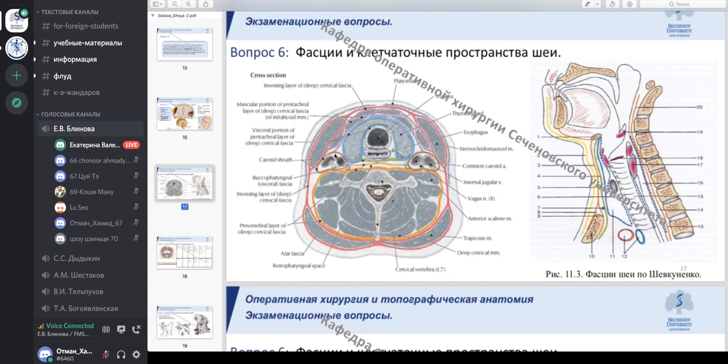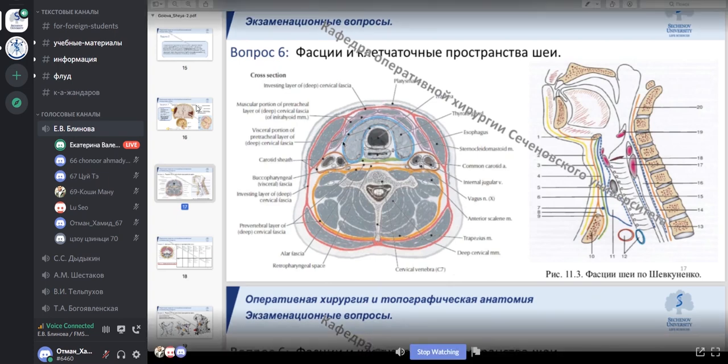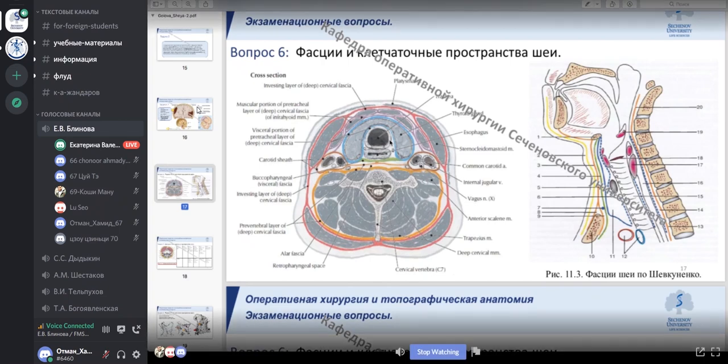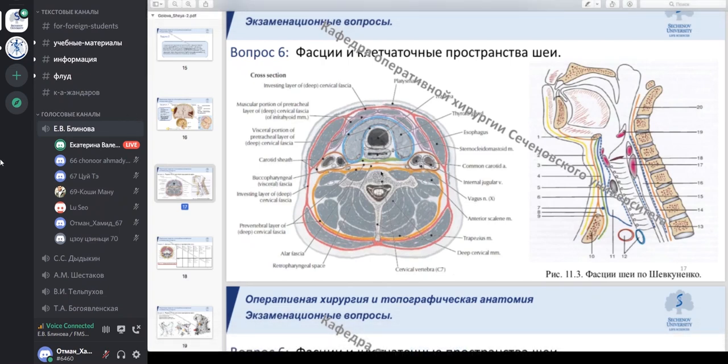The fourth fascia is called the endocervical fascia. The endocervical fascia divides into two laminas, parietal lamina and visceral lamina. The parietal lamina forms the sheath for the carotid artery, internal jugular vein, and vagus nerve. And the visceral lamina covers the organs and forms the capsule for the thyroid gland, the esophagus, and the trachea. And the last fascia is the prevertebral fascia, which covers the longus colli muscle and longus capitis muscle.